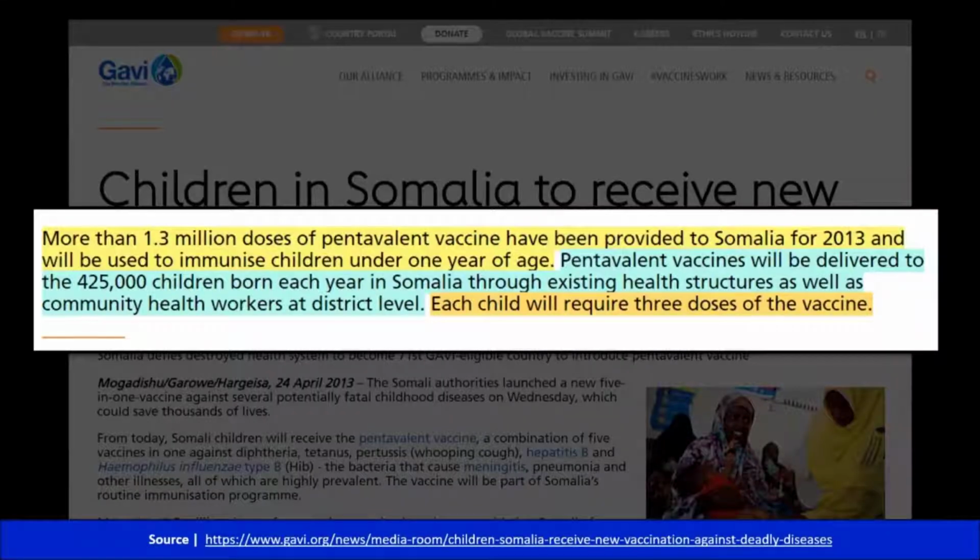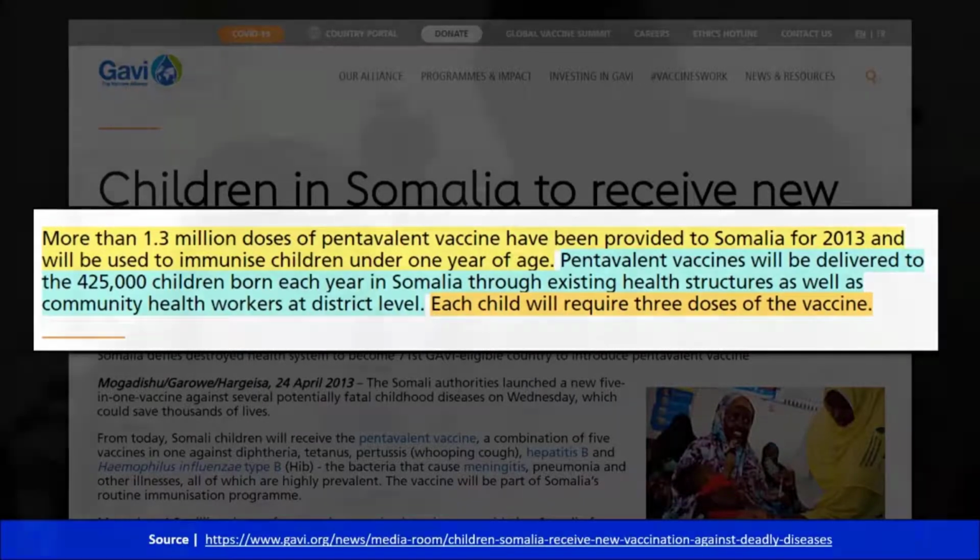More than 1.3 million doses of pentavalent vaccine have been provided to Somalia for 2013 and will be used to immunize children under 1 year of age. Pentavalent vaccines will be delivered to 425 children born each year in Somalia through existing health structures, as well as community health workers at a district level. Each child will require 3 doses of the vaccine. Where did I get this information from? Gavi. What's Gavi? His company, right? His nonprofit. So then you can tell, going back to 2013, he's making money every year through Somalia for the vaccines that he gives to these children.